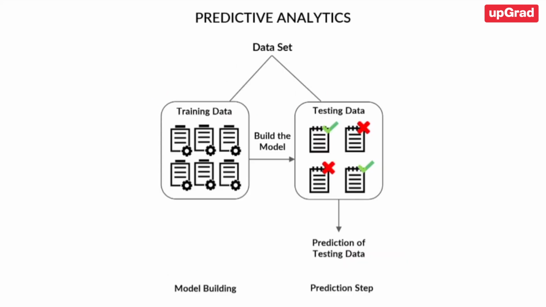As you can notice, there are two distinct steps here. In the first step, we develop a model using the training data. In the next step, we use the built model to forecast if a new test data, such as a new email that we get, is correctly classified as spam or ham.